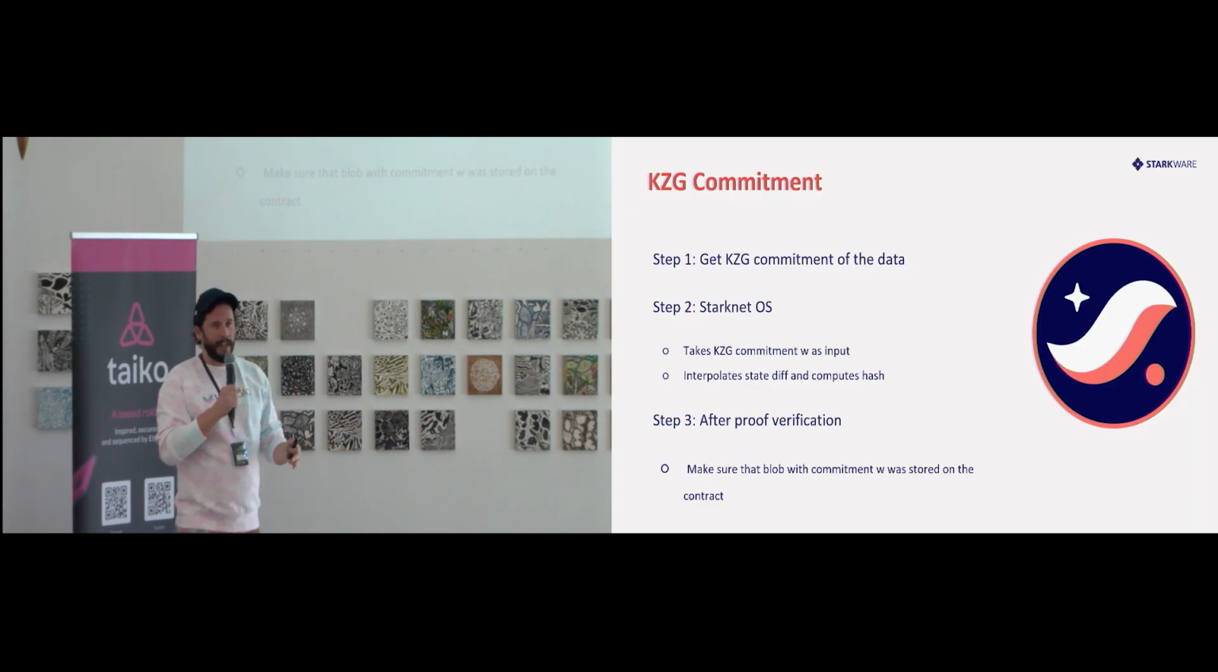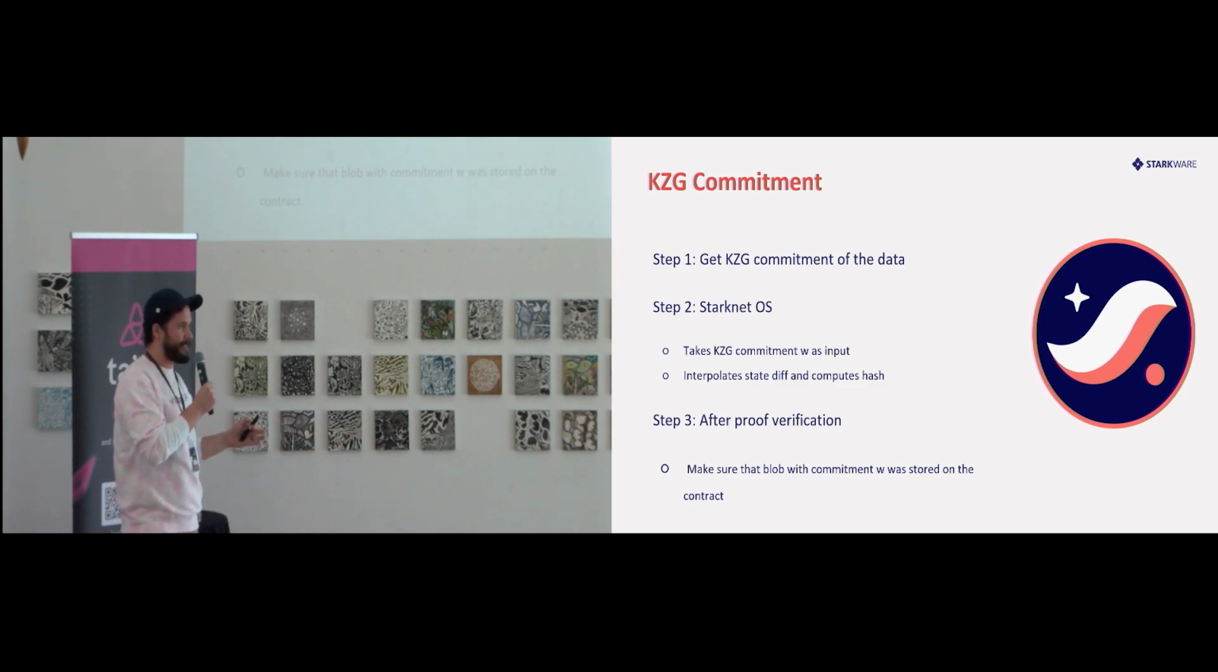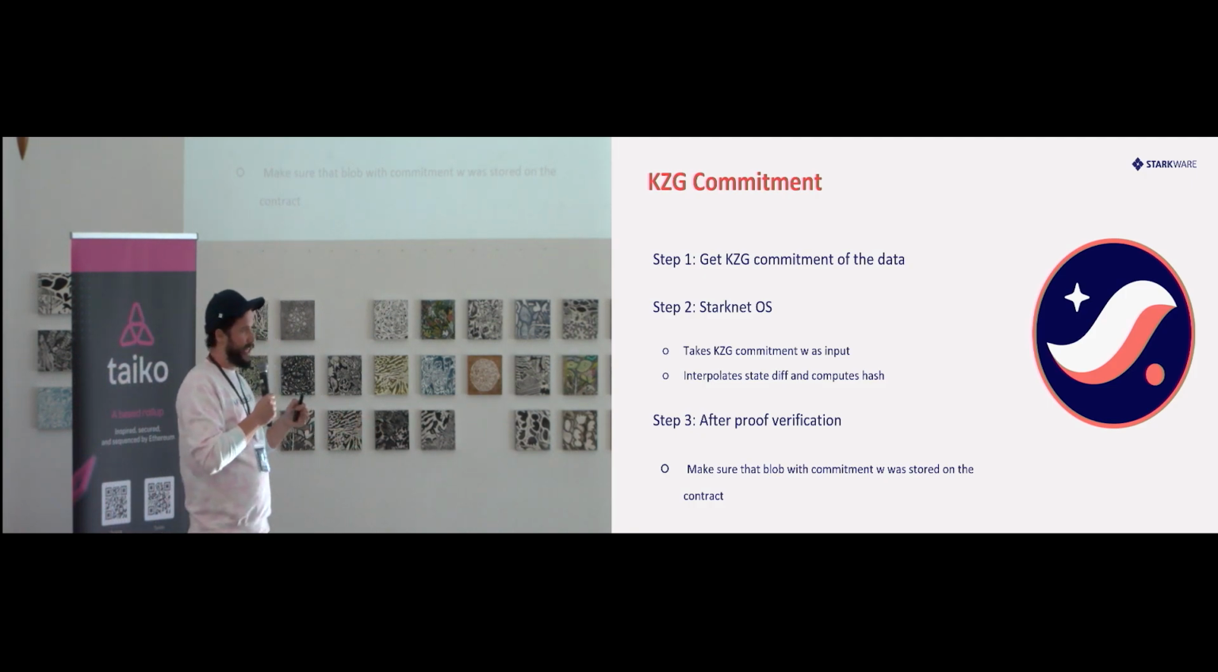So on testnet, there's these beautiful things called blobs. Ethereum has done a great job of implementing this KZG data commitment. And now we have the ability to commit blob data to Ethereum, and it's massively more cost effective. So what do we do? We get the KZG commitment of the data. That data is still just the state diff. It's just the state diff, same as we did before.